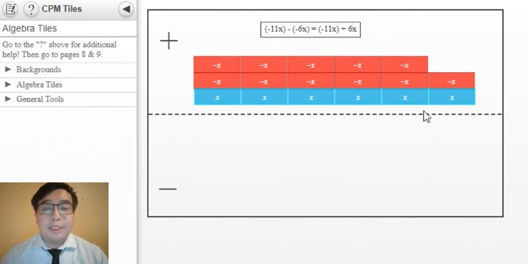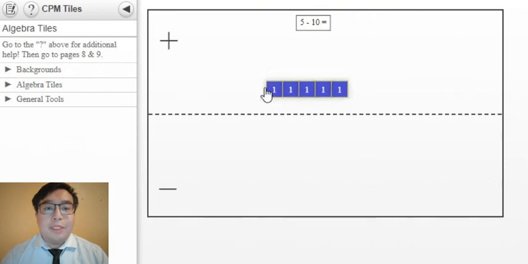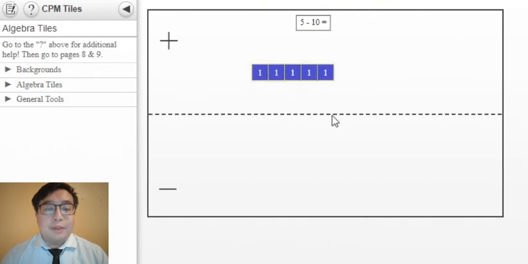So when is this going to be useful? This would be useful when we have a subtraction problem where we're trying to take away more than what we have. So for example, we'll have 5 take away 10. Here I have 5 tiles and I want to get rid of 10 of them. Notice how we don't have enough tiles to drag away. So this would be useful to introduce adding the opposite.